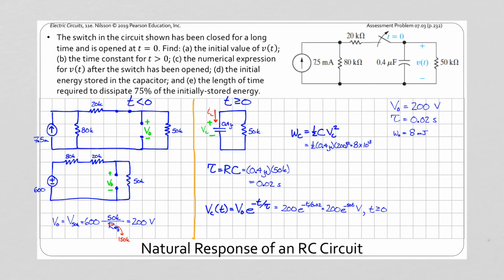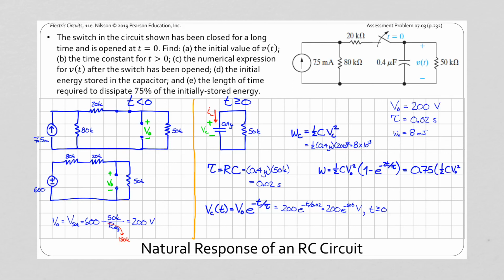If we want to find the amount of time it takes to dissipate 75% of that energy, we need an equation for the energy as a function of time, and we have one of those as well. This is the energy that's been dissipated as a function of time. We want to know when we've dissipated 75% of the original energy. So the original energy was this amount here. That's what we found originally, and we're looking for when we have 75% or 0.75 of that value.